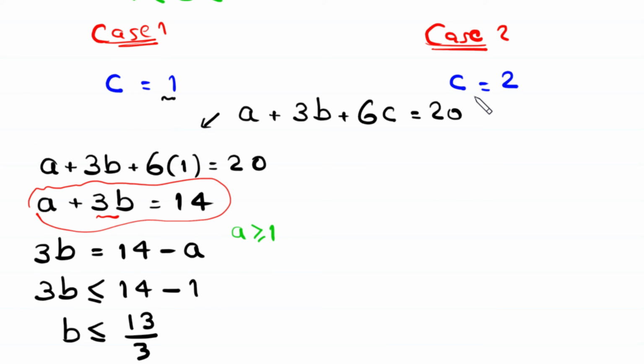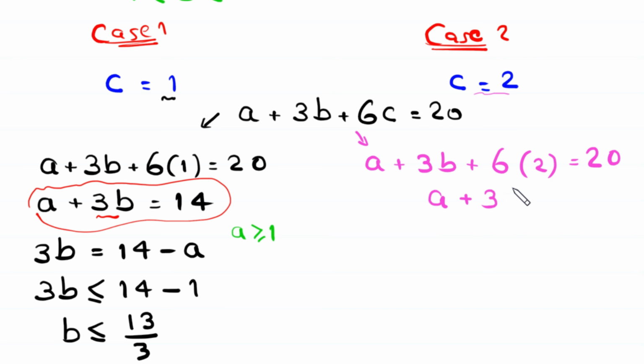In the second case we have c equal to 2. So this equation becomes a plus 3 times b plus 6 times 2 equal to 20. If we subtract 12 from both sides, this implies that a plus 3 times b equal to 8. We minimize this variable b, so we move a to the right hand side. This will become 3 times b equal to 8 minus a.